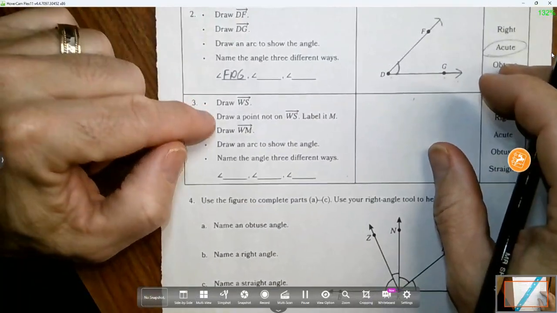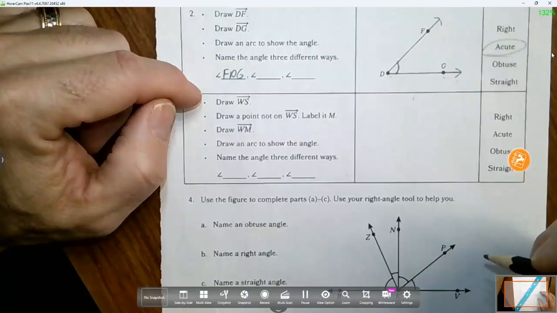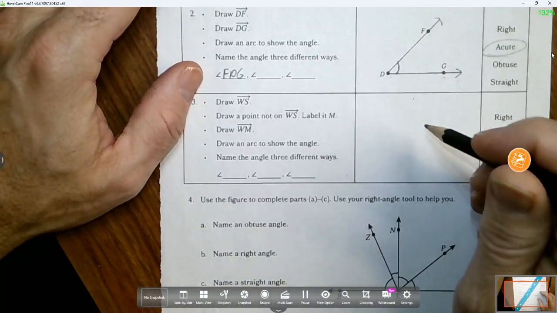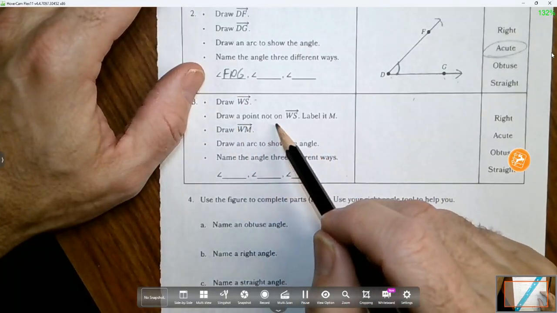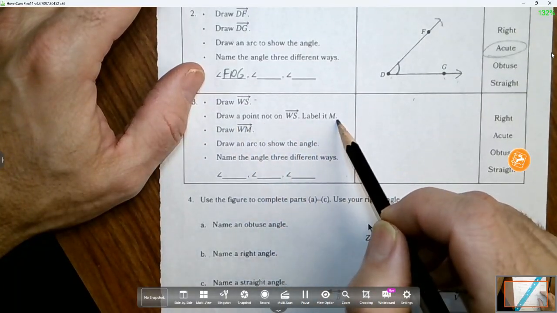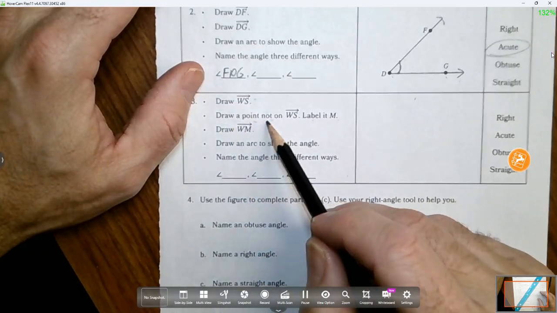All right. So it says draw WS. There's nothing here. So you're going to have to label this one on your own. Put WS, make a ray because it's a ray. Draw a point on WS, label it M. It says draw a point not on WS.